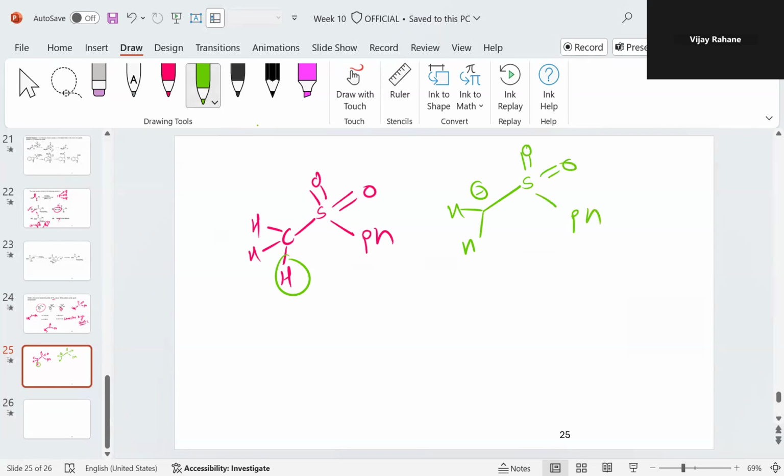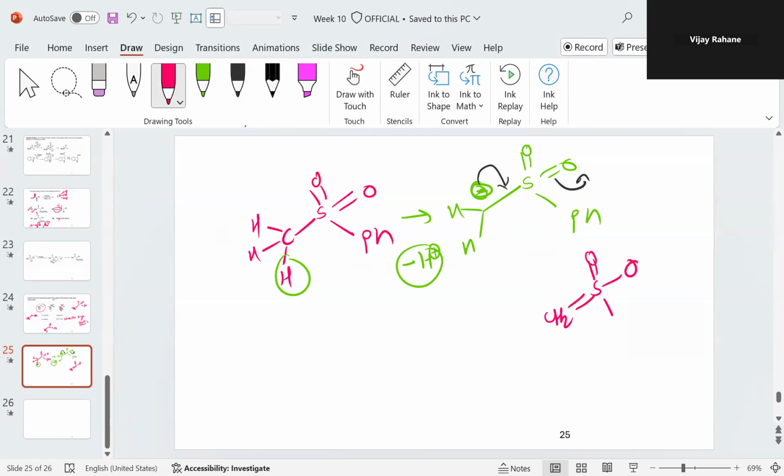So once this negatively charged form is formed upon the abstraction of the proton, that's minus H plus. The stability of this conjugate base defines the more stabilized carbanion. So here CH2, S double bond O negative, and then there is Ph. So this is one possible intermediate.